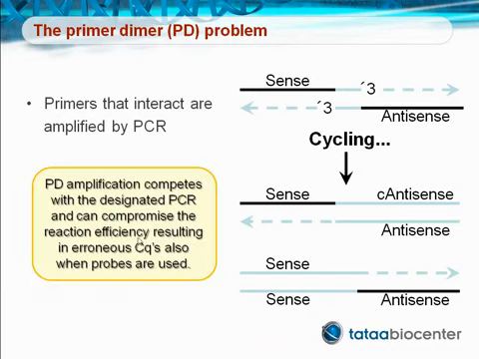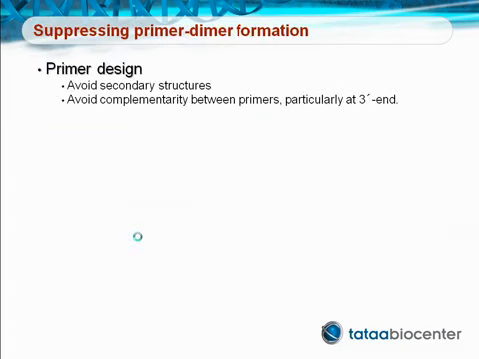Notably, primer-dimer amplification is a complication also in probe-based assays because the primer-dimer reaction competes for reagents and may delay amplification of the target, resulting in too high Cq values. Formation of primer-dimer products is suppressed by avoiding secondary structures in the primers and complementarity between the primers, particularly complementarity at the 3' ends.